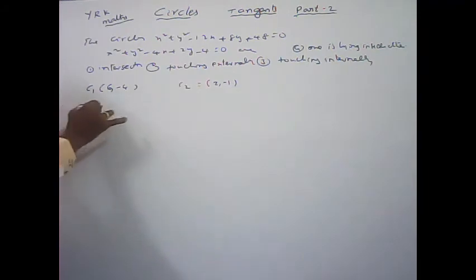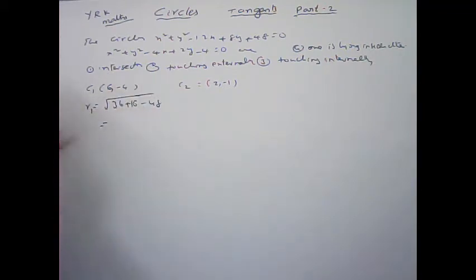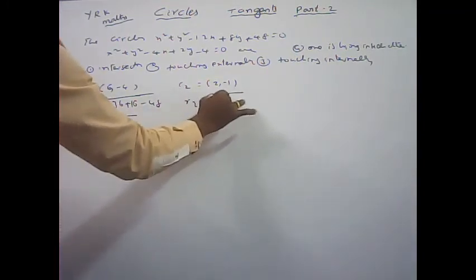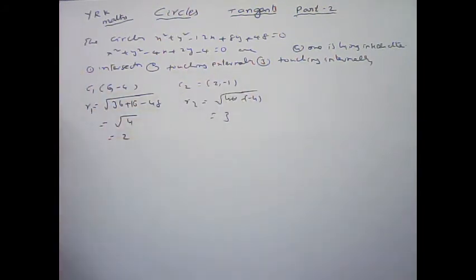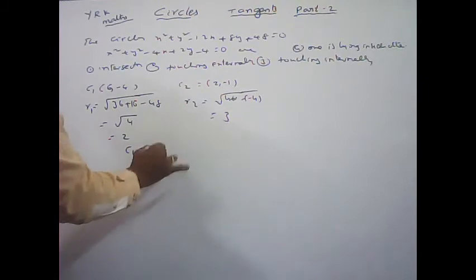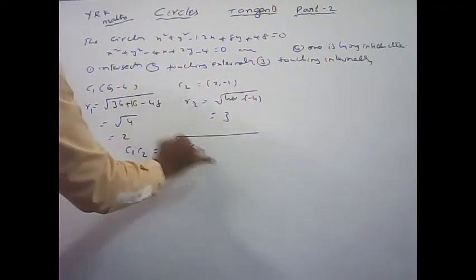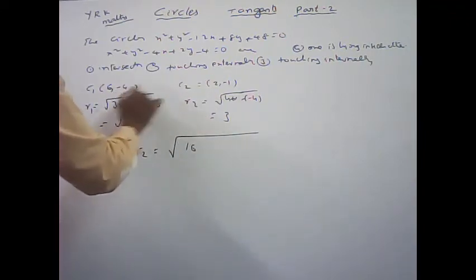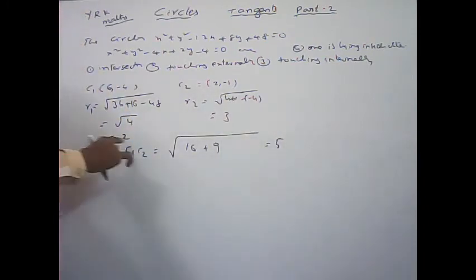And the radius R1 is equal to the root of 36 plus 16 minus 48, which is 4, that is equal to 2. R2 is equal to root of g square plus f square minus c, that is square root of 9, which is 3 only. Next you can find the distance between the centers C1C2, which is equal to root of (x2 minus x1) whole square plus (y2 minus y1) whole square: 6 minus 2 is 4, square 16, minus 4 plus 1 is 3, square 9. So how much are we getting? 5.